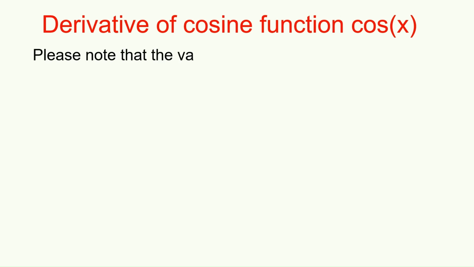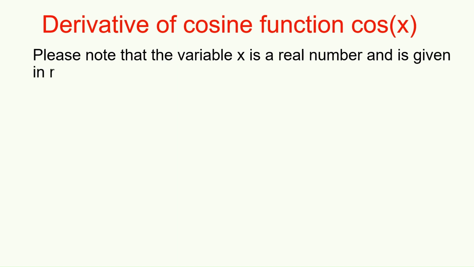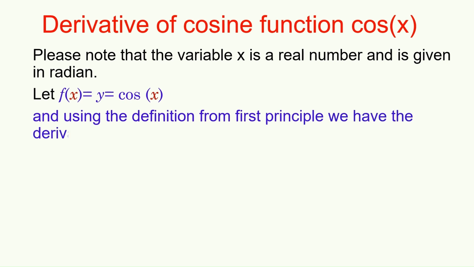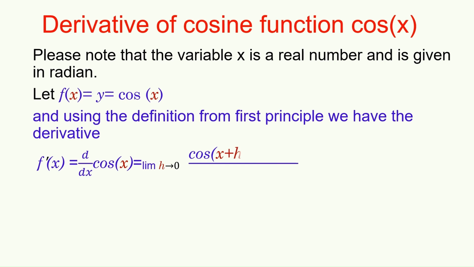Derivative of cosine function cos x. Please note that the variable x is a real number and is given in radians. Let the function y equals cosine of x, and using the definition from first principles, we have the derivative f dashed x equals d/dx cosine of x equals the limit as h tends to 0 of (cosine of x plus h minus cosine of x) divided by h.